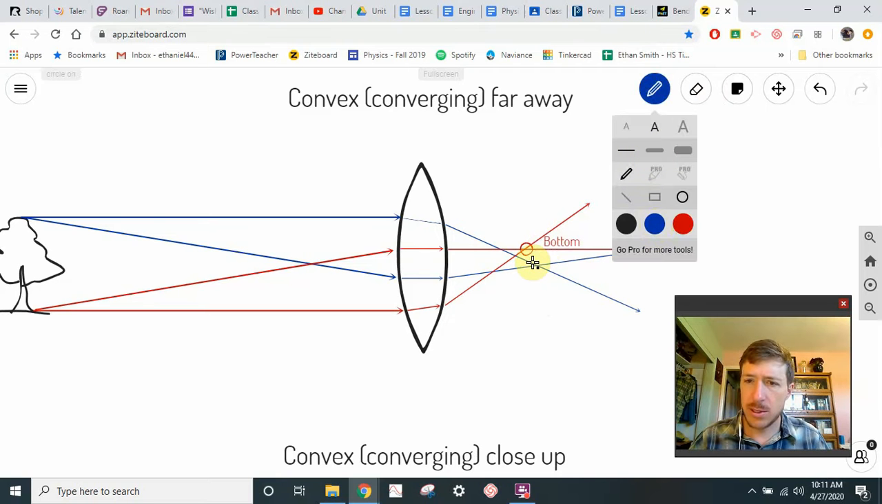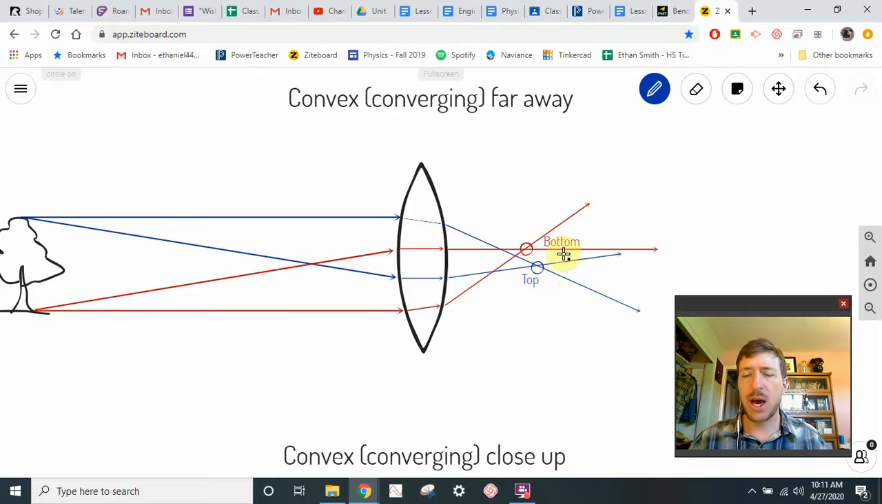And this ends up being the top. So we have the bottom of the tree is now on the top of our view, and the top is on the bottom. So this entire image has been flipped, and what do we notice? It is also smaller. So in the case of this lens, the image is flipped, and the image is smaller. So we see it as smaller, and we see it as upside down. And that's how this actually ends up working when we use this convex or converging lens from far away.